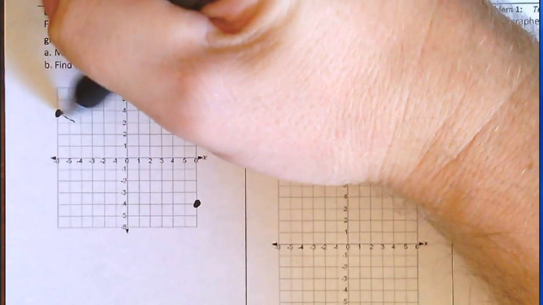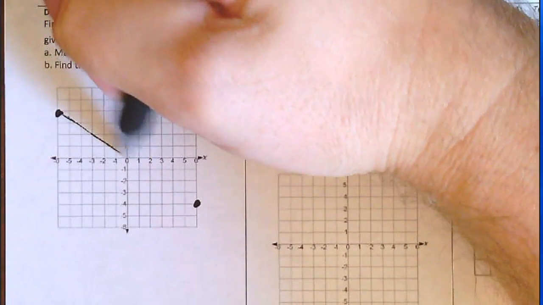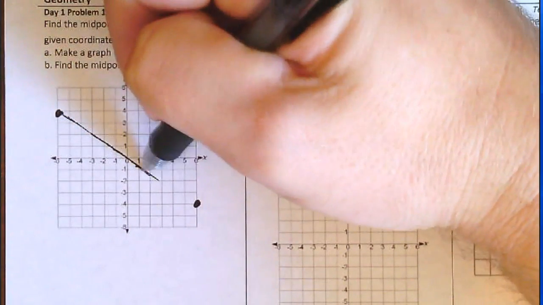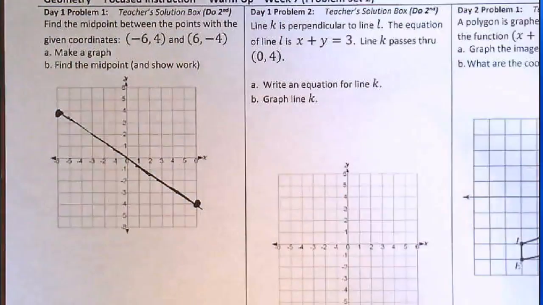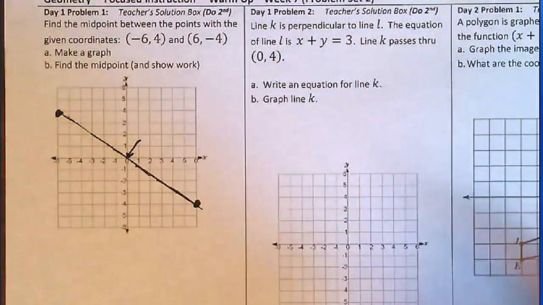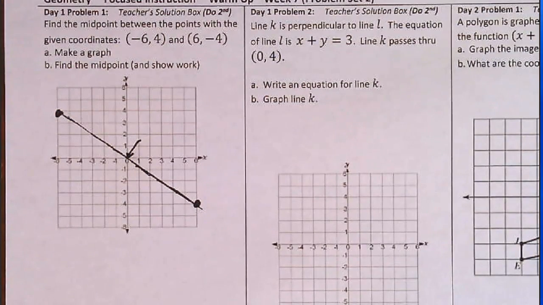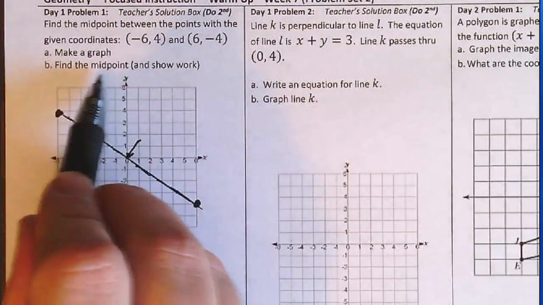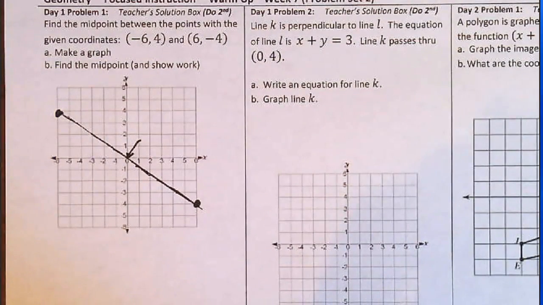So let's carefully connect them with a straight segment. In doing so, that helps us to visually notice that the midpoint appears to be right there at (0, 0). We can confirm that when we do question B, finding the midpoint by showing work.